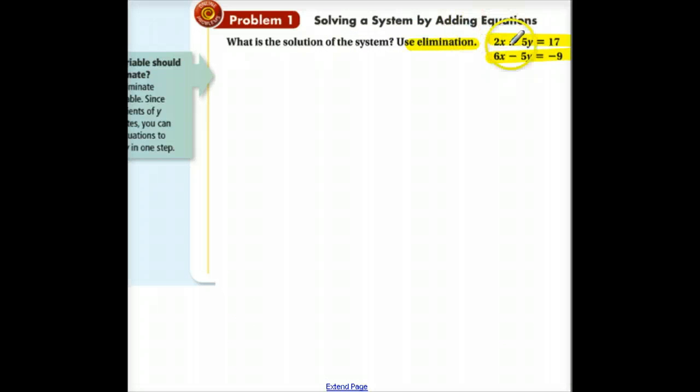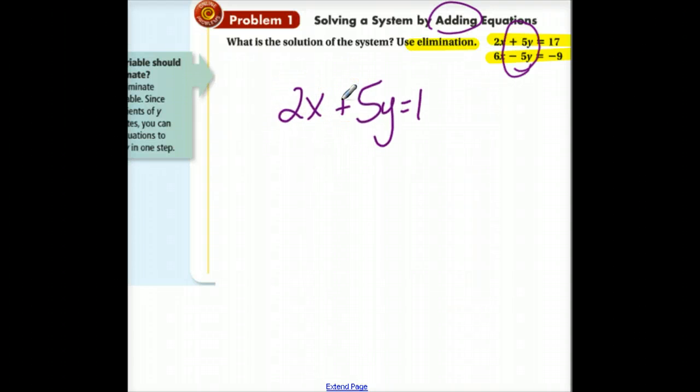If you look at the x values, the y values, and the constants, notice that sometimes when you have two equations, the coefficients of a variable will be opposite, meaning in the first equation I have a positive 5y, and in the second equation I have a negative 5y. If you ever line up your equations and you notice that a variable has coefficients that are opposite, you can eliminate them by adding. Let me show you. I'm going to rewrite my equations. 2x plus 5y equals 17, and 6x minus 5y equals negative 9.